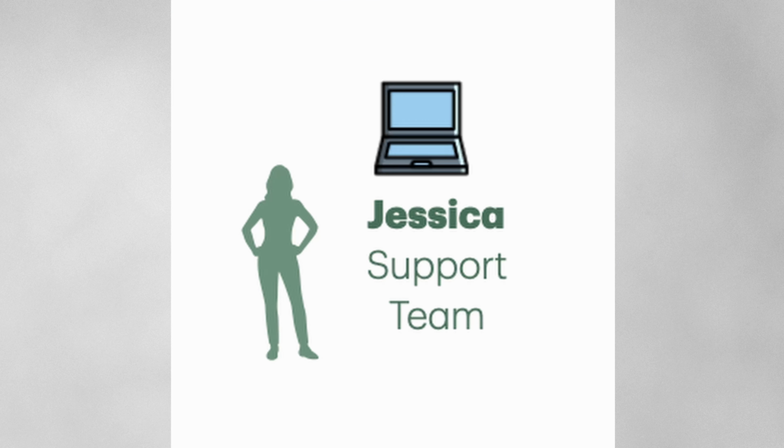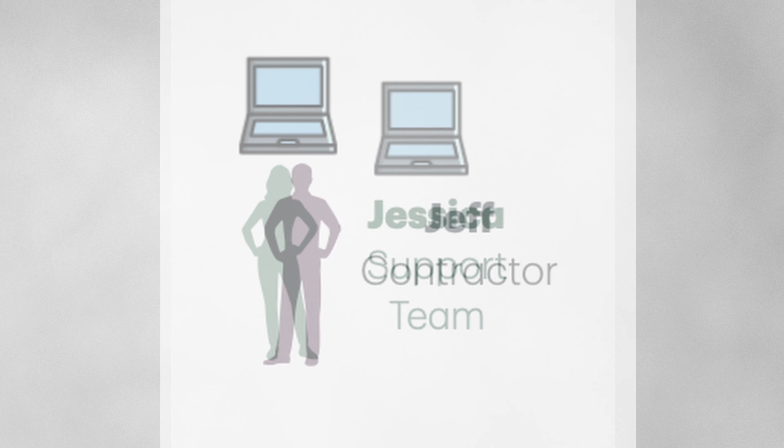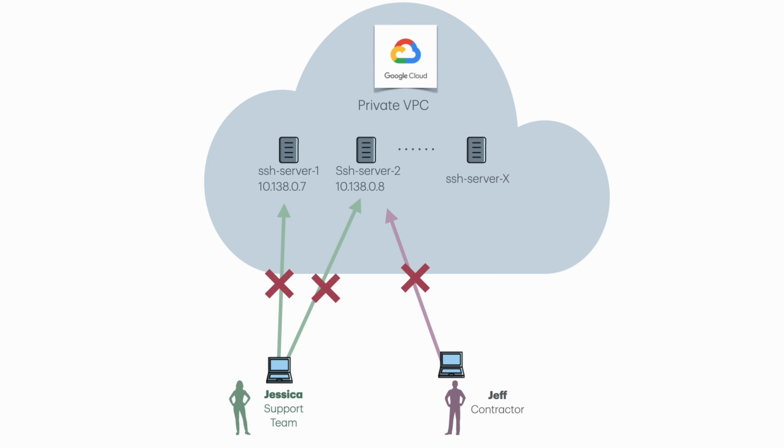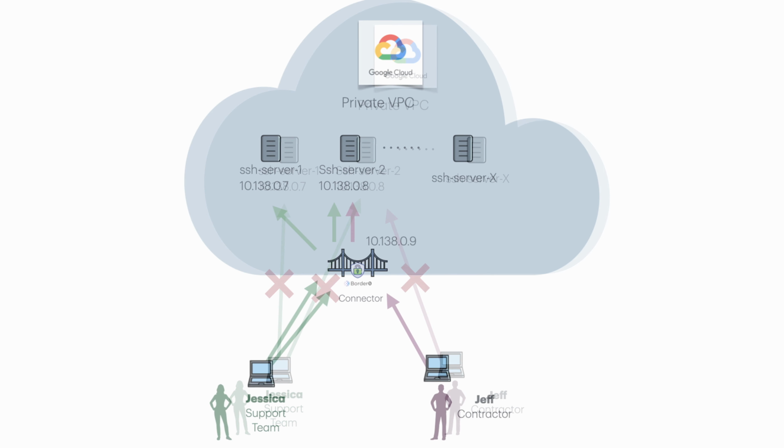Continuing with this demo, here we have example end users. We have Jessica, who's on the support team, and let's say we have Jeff, who is a contractor. And they both need SSH access to these servers 1 and 2 to get their job done. As designed, these SSH servers do not permit external access from the internet and only have private IP addresses they accept traffic on. There are many ways to solve this, but the easiest and most secure is to add a Border0 connector within the VPC.